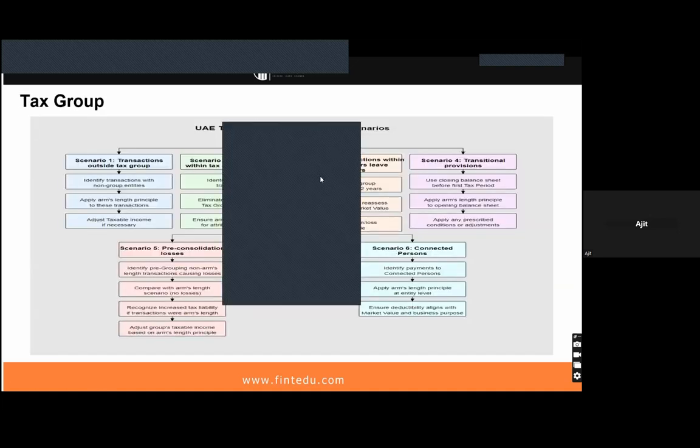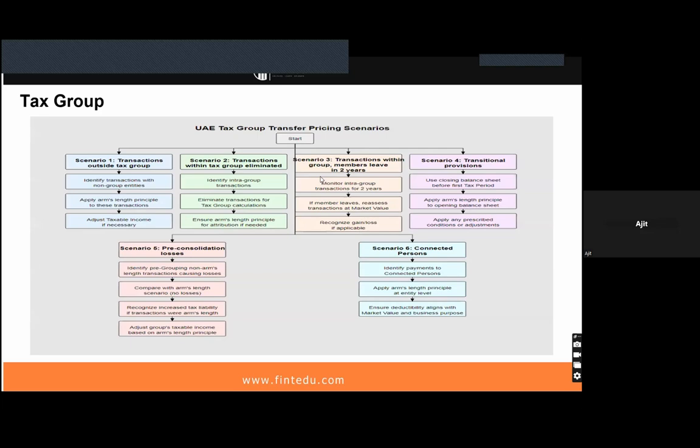Quickly, I'll discuss the tax group. I get a lot of queries when it comes to the tax group, whether tax group transactions are to be recorded or not. One thing is very clear: if a tax group member is entering into a transaction with another member of the tax group, no transfer pricing is applicable, because all the transactions are eliminated. Now there is a catch here. If any member of the tax group leaves before 2 years, then whatever transactions were entered previously need to be reassessed and tax paid accordingly. So that needs to be seen when the member leaves.